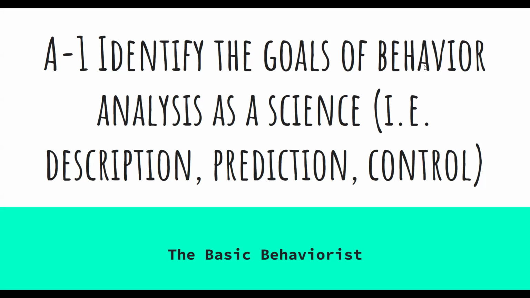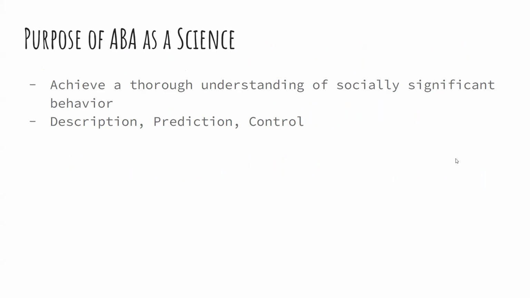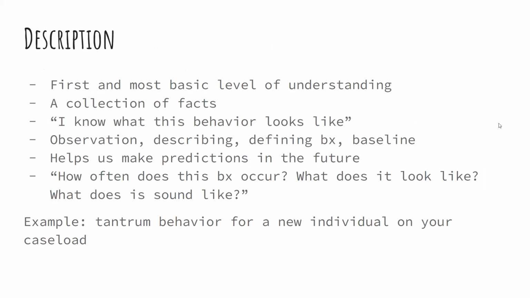This is for you. Description is the first level of scientific understanding, and it is basically just a collection of facts. It is us defining and describing the target behavior, creating an operational definition so that anyone who looks at the definition would recognize that behavior if they were to see it. It is giving us that baseline and helping us to, in the future, be able to make predictions. But basically, at this point, we're just saying, I know what this behavior looks like.